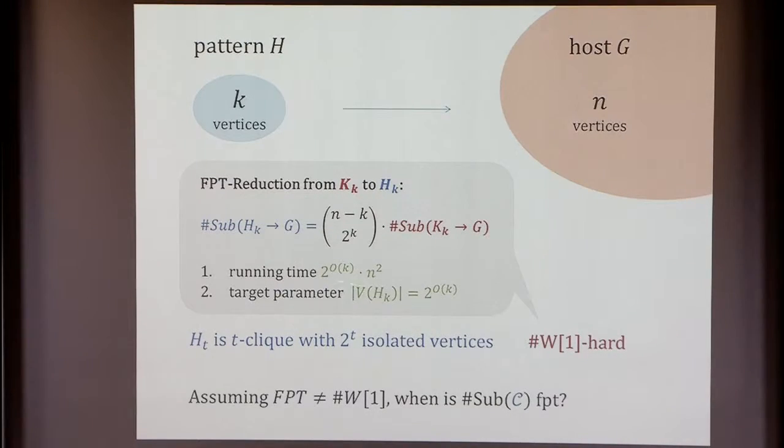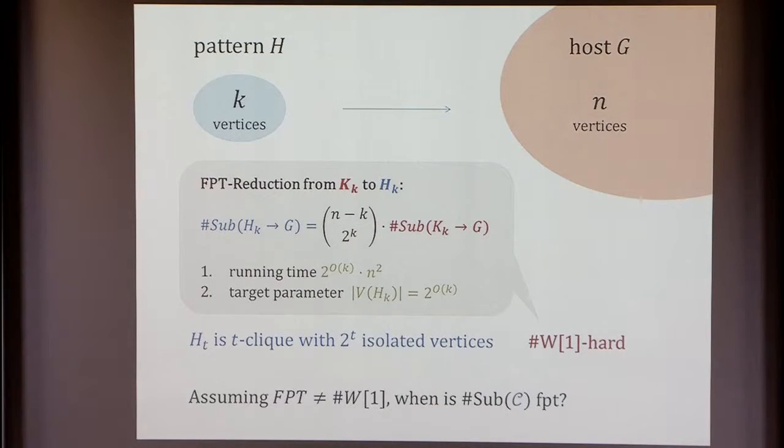And the running time of this is just the time you need to write down the instance H_k and the instance G for your oracle and do this division here. And the target parameter would be the size of the pattern that you call with, but the size of the pattern is just exponential in k. So the size of the pattern is bounded by a function in k, and this is an FPT reduction from counting k-cliques to the problem, so it's #W[1]-hard.